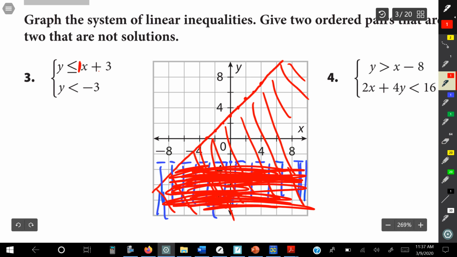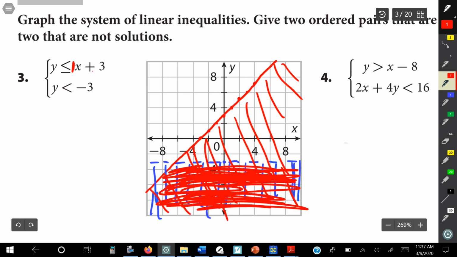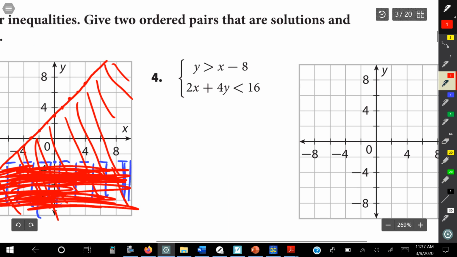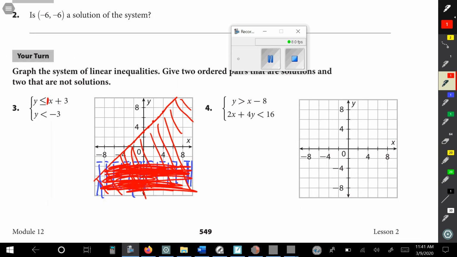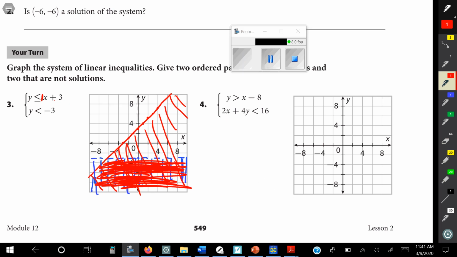And that's how you do a system of linear inequalities. So take a look at number 4 here and see if you can graph this. Okay, let's take a look at number 4 here. I'm going to zoom on in.